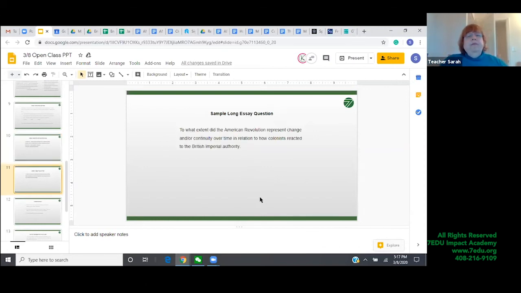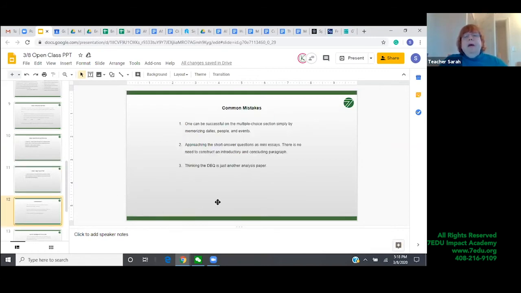And then the sample long essay. Now here you're given 3 choices and you have to do 1. To what extent did the American Revolution represent change and or continuity over time in relation to how colonists reacted to the British imperial authority? Okay, here we see change or continuity over time, one of the historical thinking skills. So again, you don't have any documents. You have to think about what you know, and you have to apply it, and you're given 40 minutes for this.